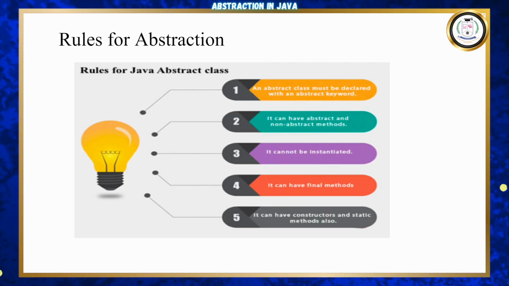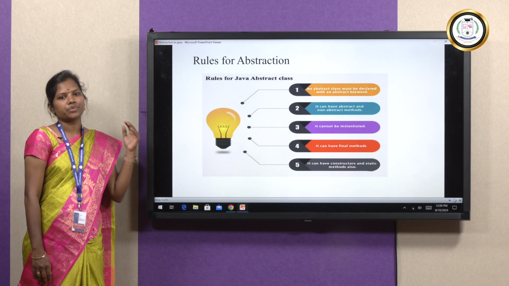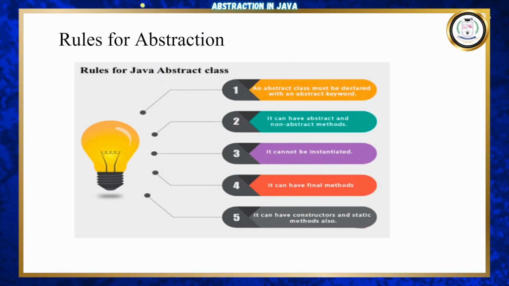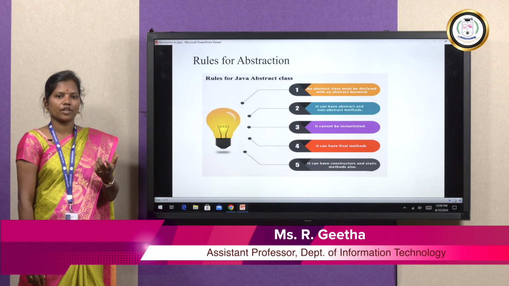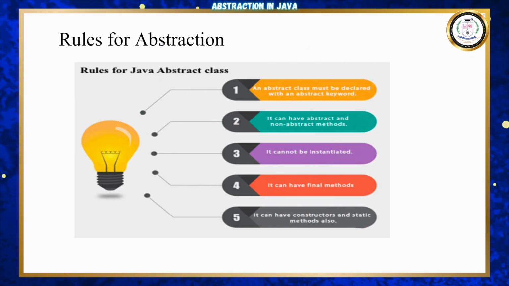The third rule is that it cannot be instantiated, meaning we can't create an object for an abstract class. In the previous example, we can't create an object for abstraction car. If we try to create an object for the abstraction car class, we'll get an error. That's why we created the object for the BMW class. The fourth point is that it can have final methods, so we can use the final access specifier for methods. The fifth is that it can have constructors and static methods also. So we can use constructors and static methods in an abstract class.